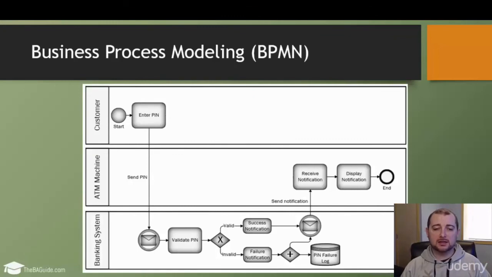The other thing that I really like is if you look at when it splits off into multiple paths. If we flow through the validate pin and now we're at the diamond shape with the X in it, the X is telling you that you have to choose one of the paths. So it's a decision. Was the pin valid or invalid? And then based on that decision, it goes a certain path. If you flow on the invalid path and you get the failure notification, then you have another diamond there, but it has a plus in it, that is saying that that's an inclusive. That means both paths are going to be taken.